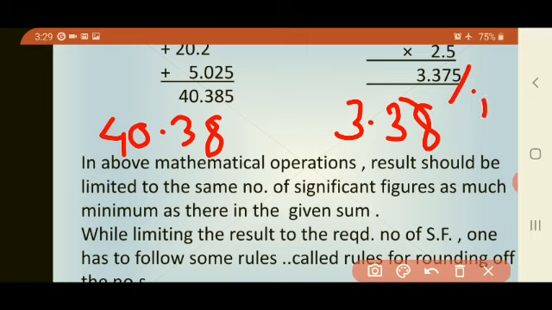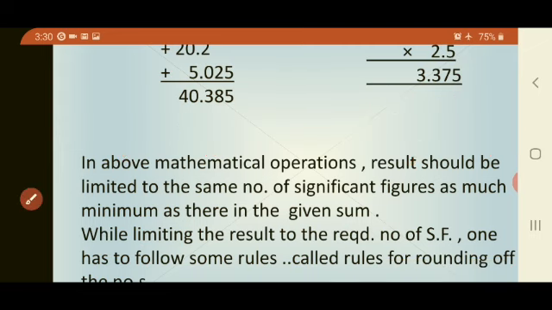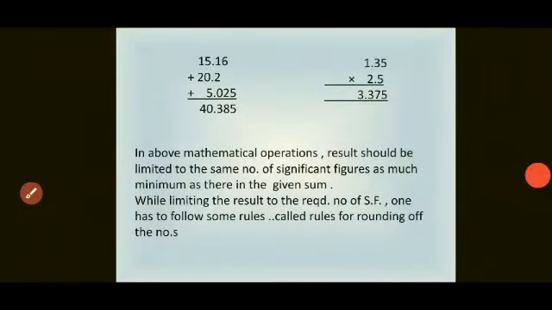Now if you want to make it two significant figures, it should be restricted to one digit after the decimal point, so we have to remove this 8. This 8 is greater than 5, and hence we add 1 to the previous digit, so the final answer comes as 3.4. So this is how the rounding of numbers is done. Let us go further.